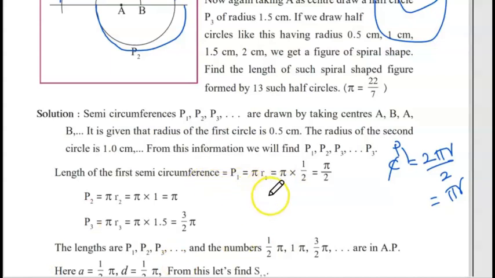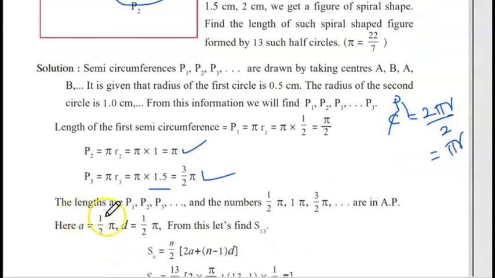The value of r is 0.5. 0.5 म्हणजे काय? तर 1/2. Pi into 1/2. Pi into 1 is pi. Pi by 2. This is P1. P1 is pi by 2. What about the P2? P2 is pi into R2. R2 म्हणजे काय? The second radius. 0.5 plus 0.5. You'll get a radius 1. Pi into 1 is pi. Next, P3. Pi into R3. R3 is 1.5. 1.5 means what? 3 by 2. Okay. That is 3 by 2 pi.